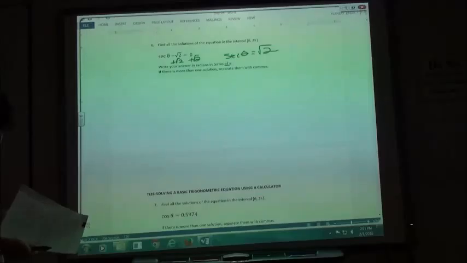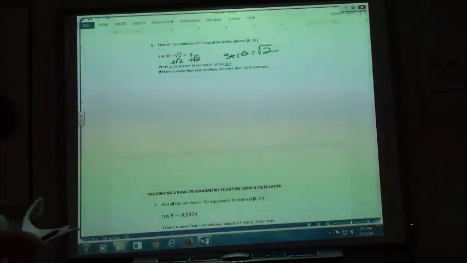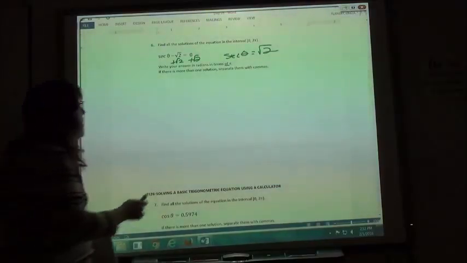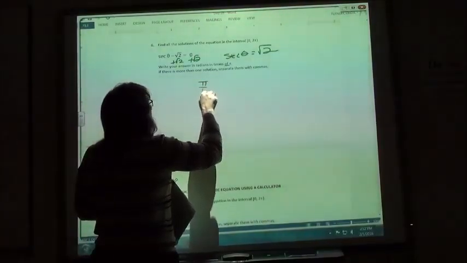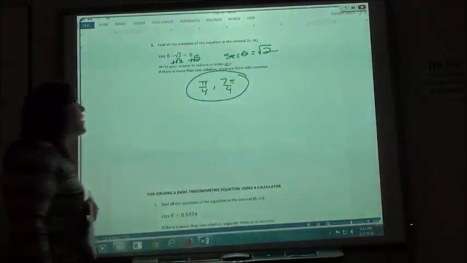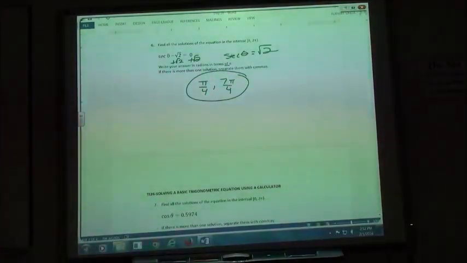So again, I'm going to flip back to my table, looking under my secant column, second to the last one, I've got pi over 4 and I've got 7 pi over 4. So at pi over 4 and 7 pi over 4 is where the secant of theta is equal to the square root of 2. Easy as that, just looking those up on the table.